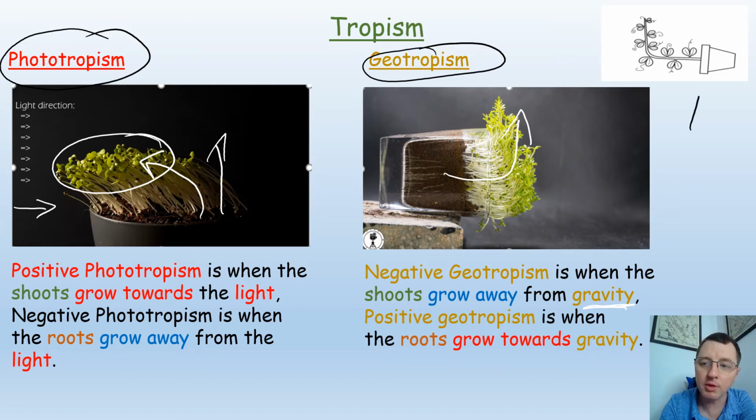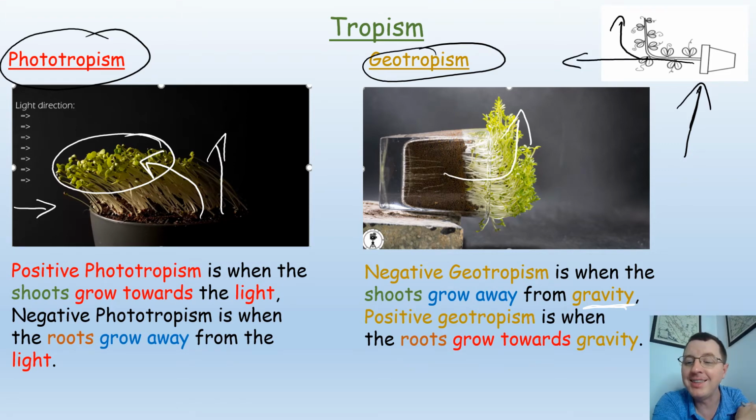Here at the top you can see an example of this with a plant pot that has been put on its side, and instead of the stem continuing to grow straight, it is beginning to grow upwards as a negative geotropism, as a response to gravity. The shoot is growing away from gravity.